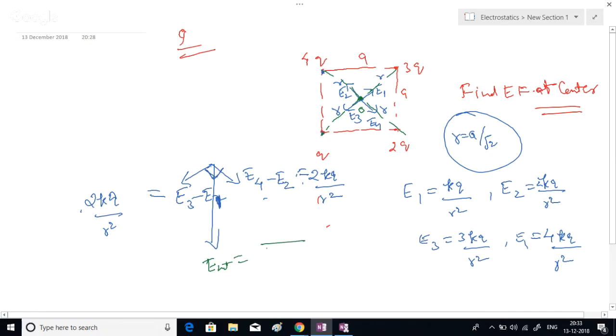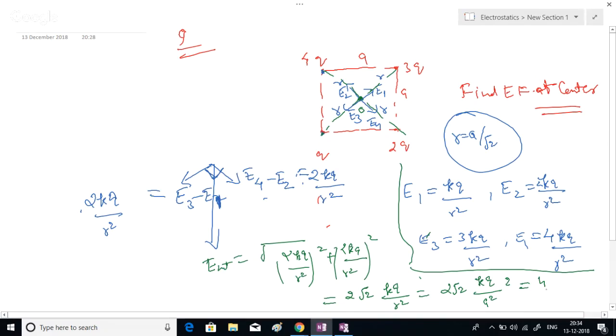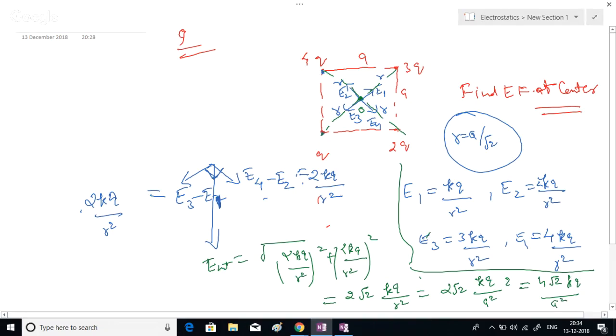So E net will be equal to the square root of twice kq by r square, whole squared, plus twice kq by r square, whole squared. That is going to be equal to 2 root 2 kq by r square, and r square is a square by 2. Sir, what about theta? Theta is 90, so cos 90 will be 0. Yes, it will be 90. So the answer is 4 root 2 kq by a square. Have you got it? Yes, sir, I got it.